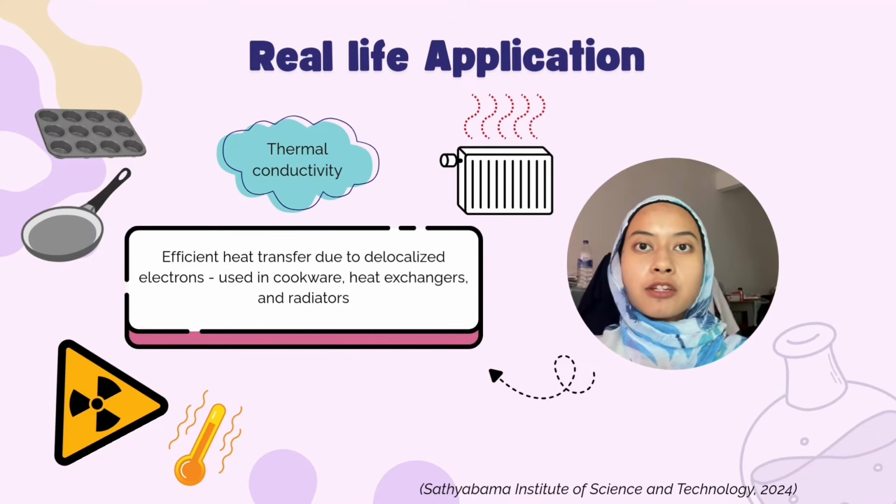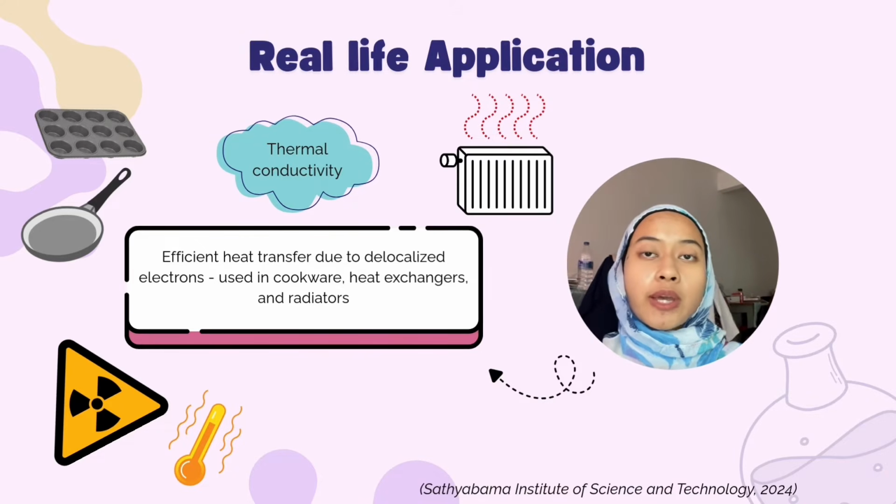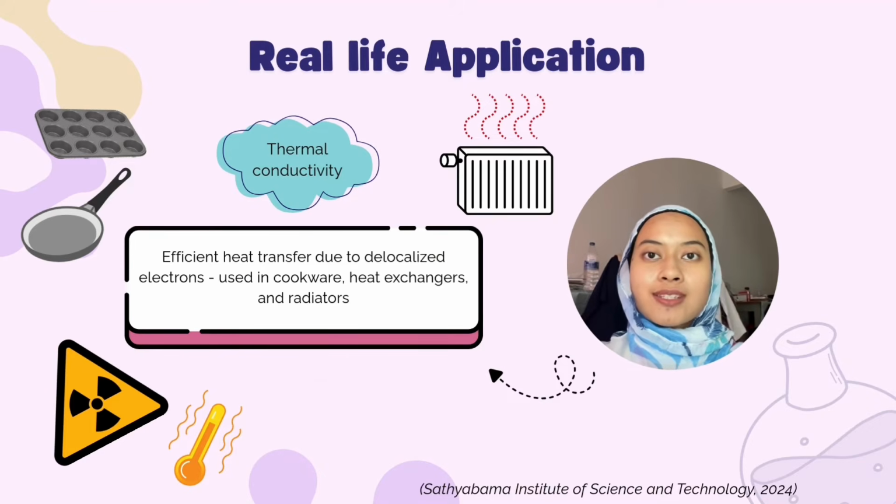When heat is applied, the free electrons gain energy and transfer it rapidly through the metal. This property makes metals suitable for cookware, kettles, radiators, and heat exchangers used in homes and industries.